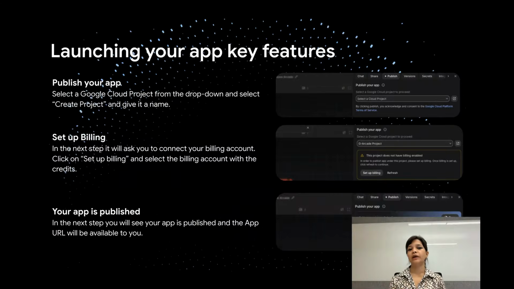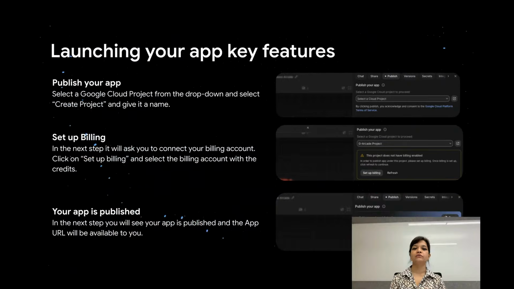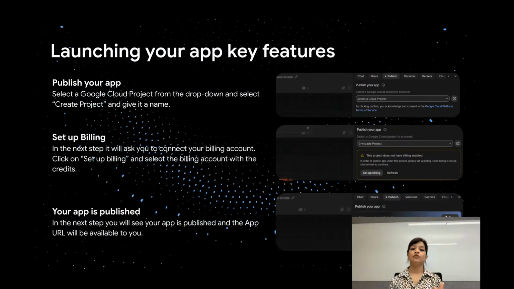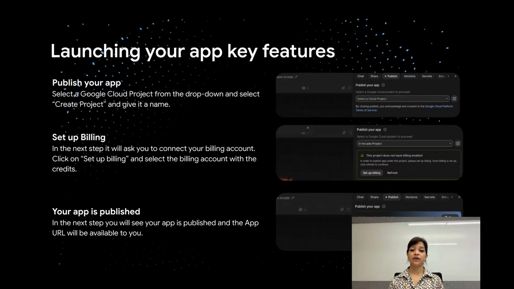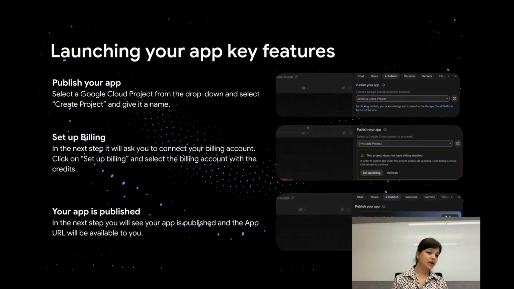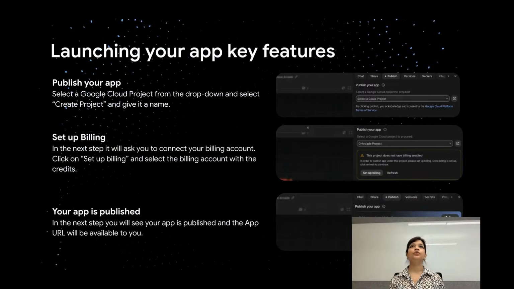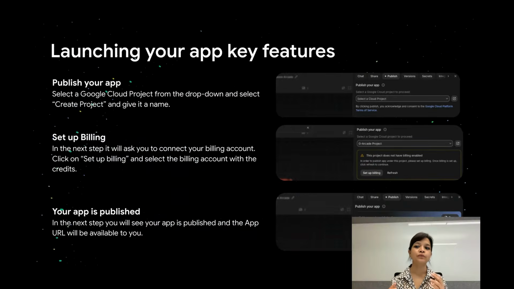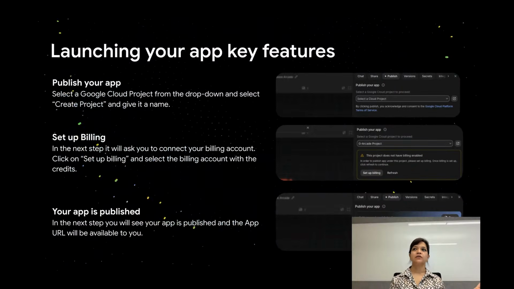Now publish your app, like I already said. You will need to have a Google Cloud project. You can select Google Cloud project and select create project if you don't already have one. Provide a name and then set up billing account. You can set up billing then and there. You can select billing account with credits, but I think you should be able to, even without a minimum billing account at this point, still deploy one or two apps, bare minimum. I think this was there last month. I hope it's still there, but do check it out.